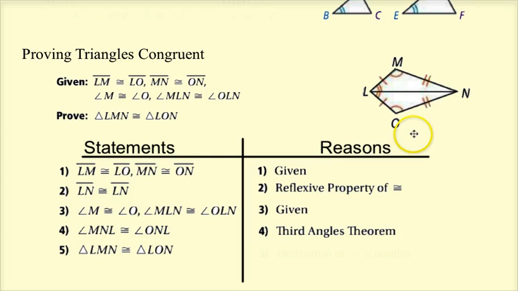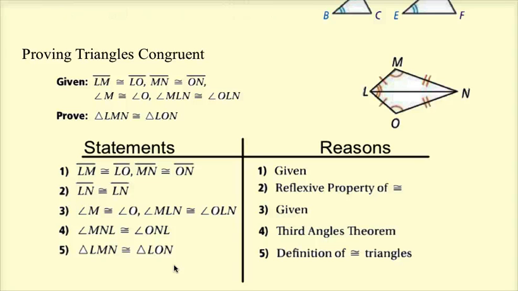Now I have, and you can mark it on your diagram also, all three sides congruent to all three sides, and I have all three corresponding angles congruent to all three corresponding angles. So now I can say that triangle LMN is congruent to triangle LON. And that's my definition of congruent triangles. If all three corresponding sides are congruent and all three corresponding angles are congruent, then my triangles are congruent.